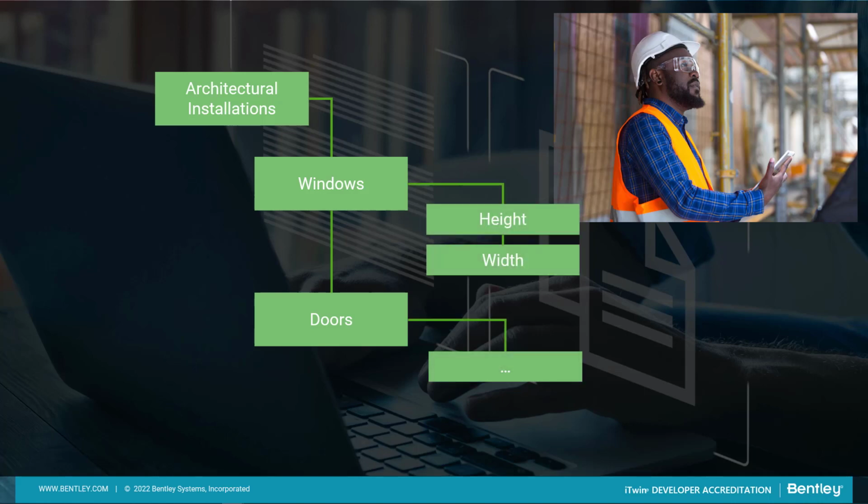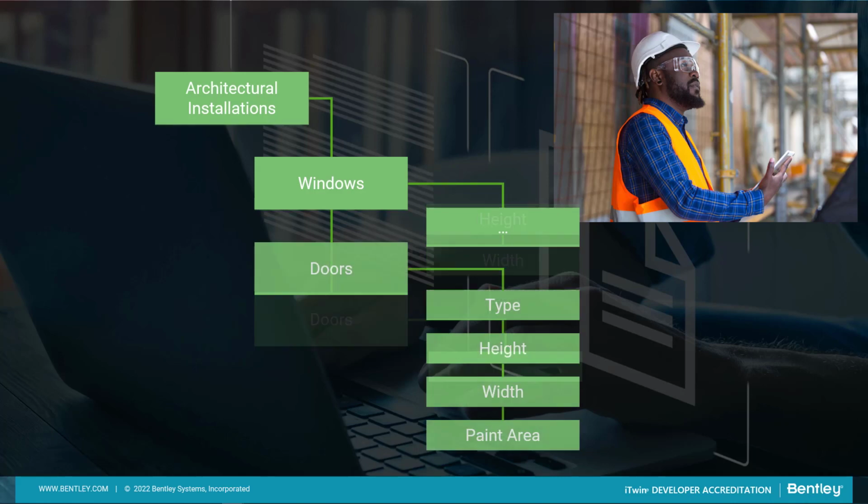The windows group needs height and width. The doors grouping needs both height and width, but then 2 others. The doors group needs a type, but then also the paint area of the doors. Without any more delay, let's move into the application and we can see the same structure there.